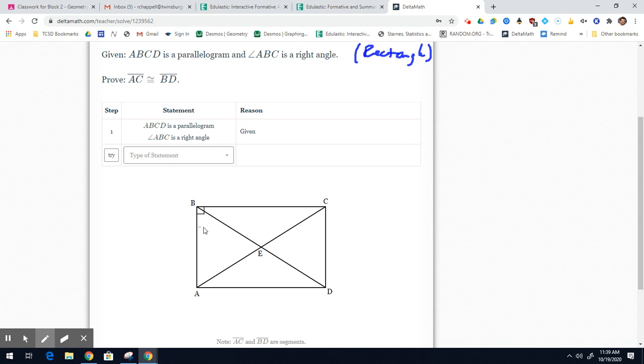In order to do this proof, we have to use overlapping triangles. Because they gave me ABC as the right angle, I will use that right triangle. And the other right triangle I will use, and I have choice, but I'm going to choose to use this one right here.